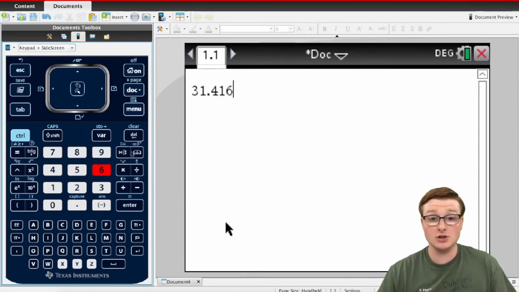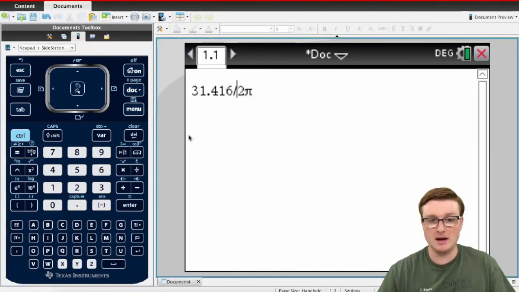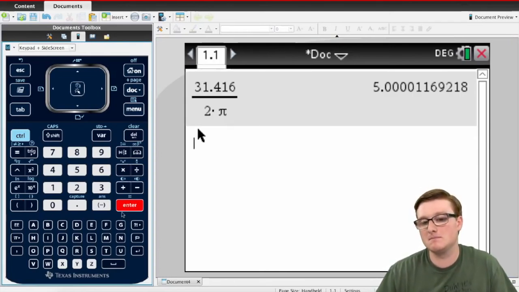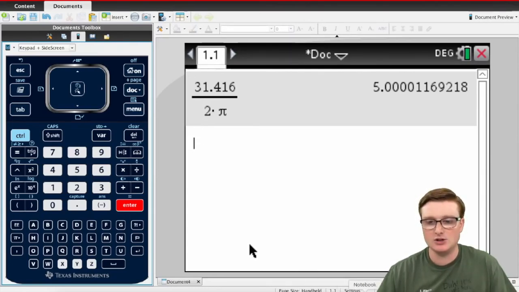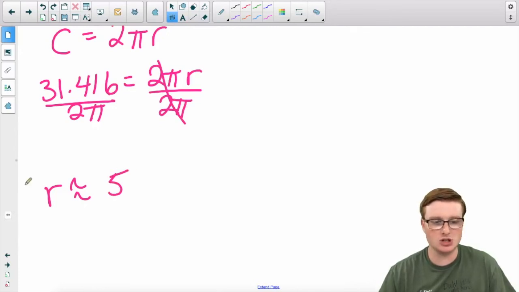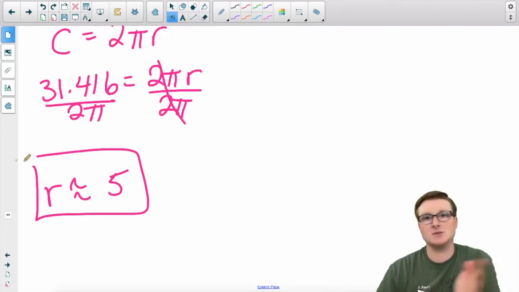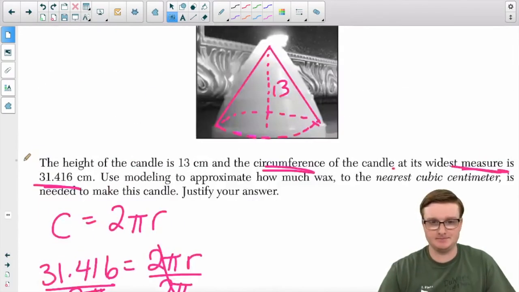So 31.416 divided by 2 pi. Make sure pi is in the denominator, ladies and gents. You're getting 5.0000. All right, so that kind of indicates to me that the radius is 5. So you don't have to write all those decimals, you could just stop at 5 because all of those decimals are so small that it's kind of irrelevant.